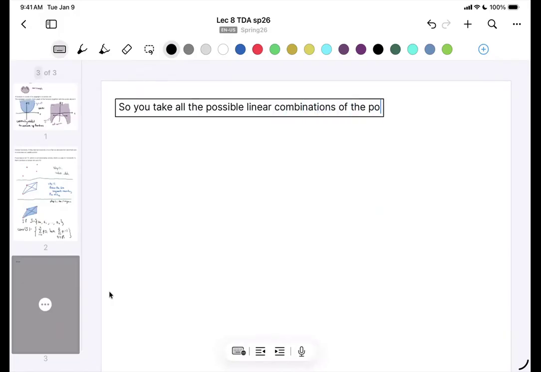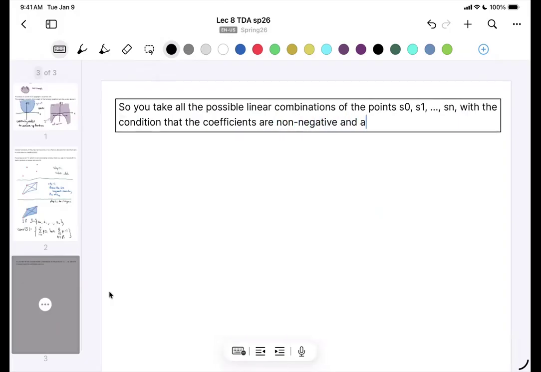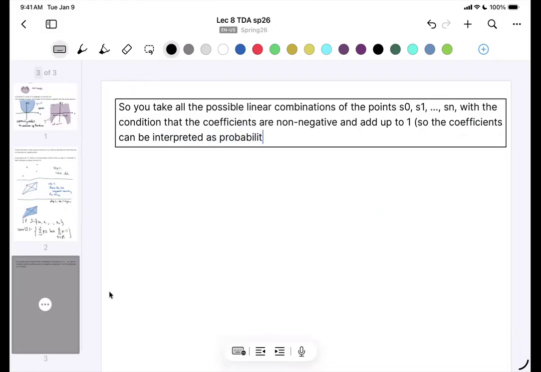Of the points S0, S1 up to Sn, with the condition that the coefficients are non-negative and add up to 1. So the weights are probabilities. The coefficients can be interpreted as the probability, or the amount, that you use one point in building the point in the combination.